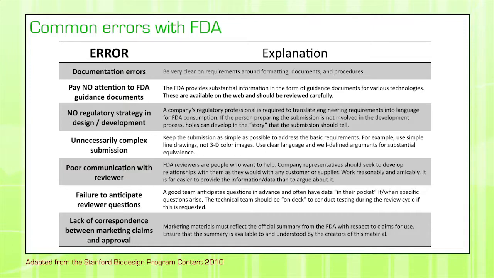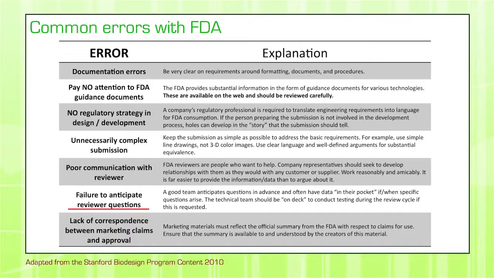And a following error is poor communication with the reviewer. You have to think and acknowledge that the FDA is there to help you, and also they just want to ensure that something that you're trying to commercialize is safe and effective for the public, which is something that you supposedly want too. And so just try to communicate as extensively as possible with the reviewer in a very accommodating and nice manner, so that you can get to have a good relationship with the agency in all your process.